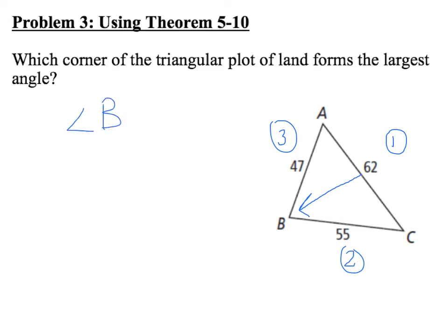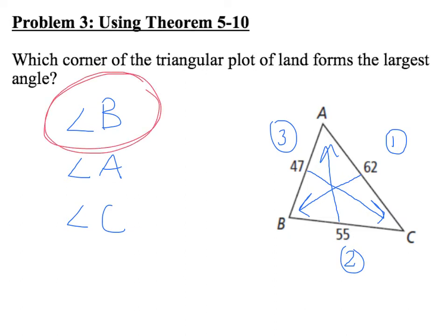Opposite my middle side is going to be my middle angle. Angle A is going to be the middle. And opposite my smallest side is going to be my smallest angle. That's going to be angle C. I'm asking what corner of the plot of land forms the largest angle, and that would be angle B, because it is opposite my longest side.